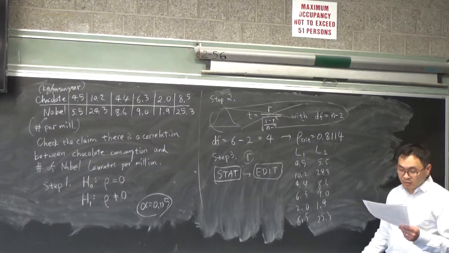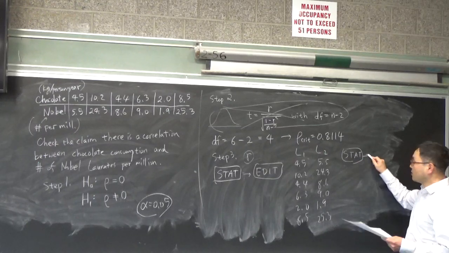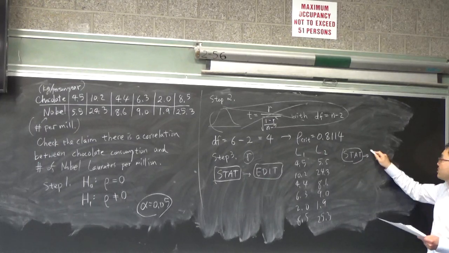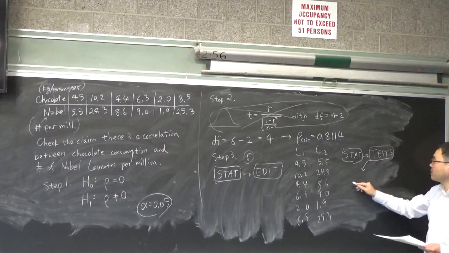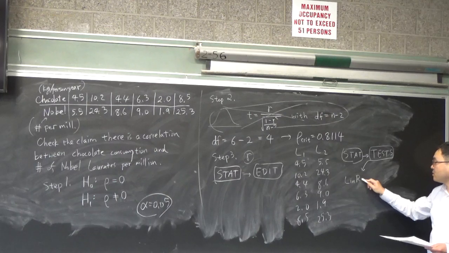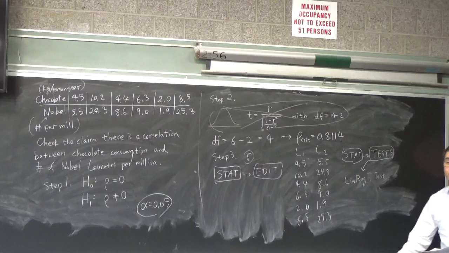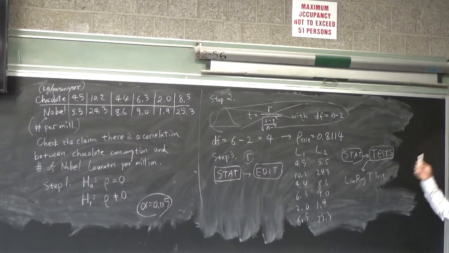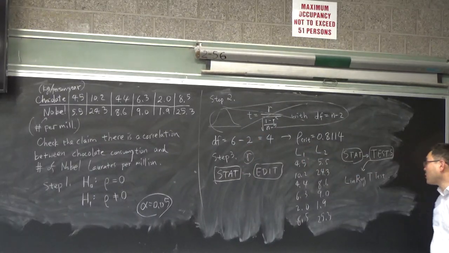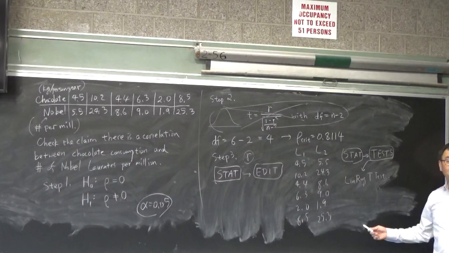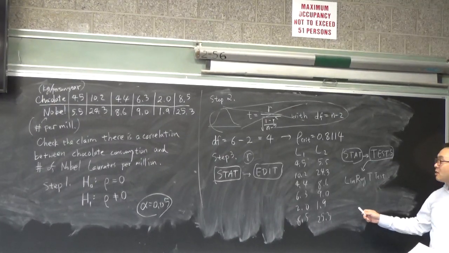After doing the exit, again go to Stat, go to Tests, and you're going to pick Linear Regression t-test. Okay. It's called t-test because of the existence of this transformation, but what it really does is it just calculates everything for you. It gives you many different things.